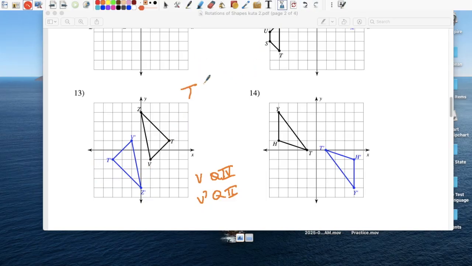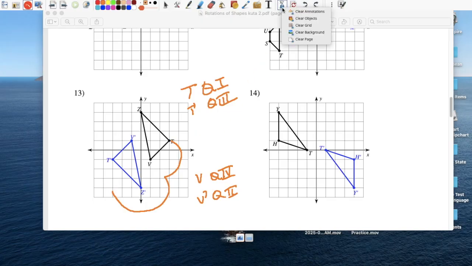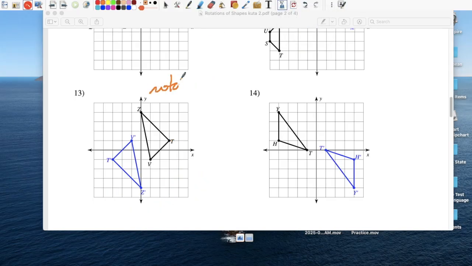T is in quadrant 1. Where does it end up? T prime is in quadrant 3. So remember I said every time you travel 90 degrees, you go 1 quadrant over. T goes from quadrant 1 to quadrant 4, and then it goes to quadrant 3. So you travel 2 quadrants over. Each quadrant is 90 degrees, so for a total of 180. So for 13, it's a rotation of 180 degrees. 14, let's look at Y.